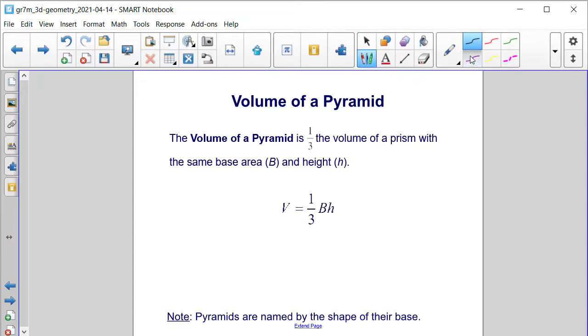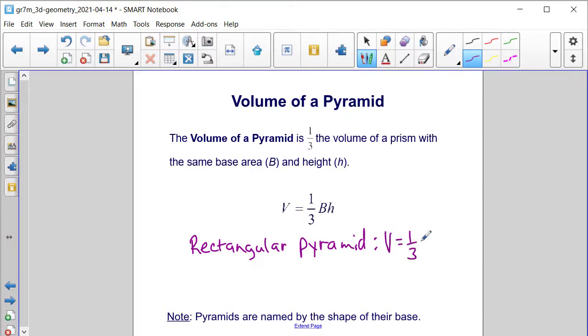Now, sometimes you will end up having pyramids with different base styles. So if we had a rectangular base pyramid, its volume would be calculated by taking 1/3. The area of the base is length times width, and we have the height. Well, since in multiplication it doesn't matter what order you multiply numbers, we can remove those parentheses, and that will make the formula 1/3 length times width times height.